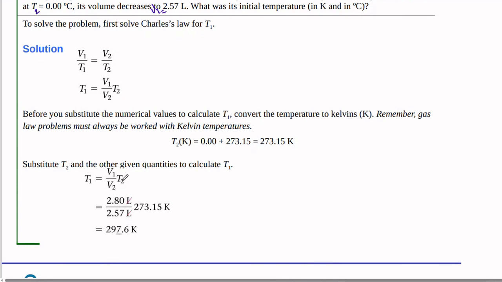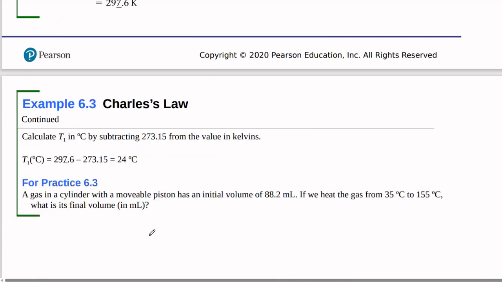Now we can plug everything in. T1 is equal to V1 over V2 times T2. So that's equal to 2.80 liters divided by 2.57 liters times 273.15 Kelvin. And we get our T1 at 297.6 Kelvin, which makes sense because the volume decreases as the temperature decreases. So we started with a larger temperature and volume.